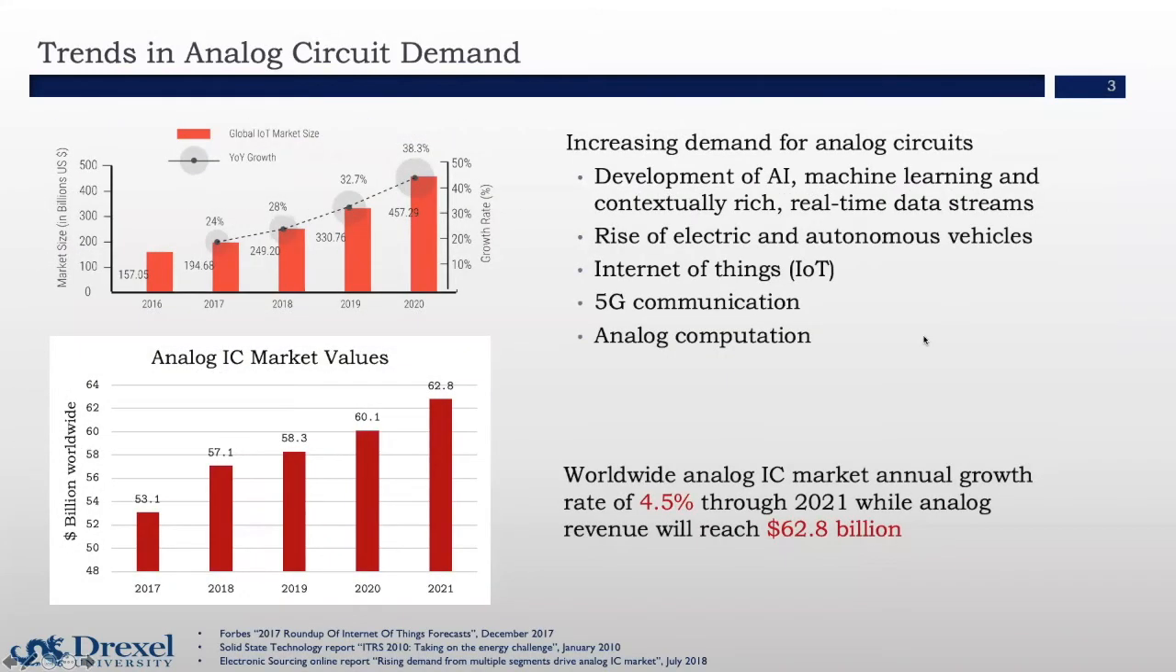In the past few years, there has been increasing demand for analog circuits. This basically arises due to the development of AI, machine learning, and real-time data streams, as well as due to the rise of electric and autonomous vehicles, increase in home automation and Internet of Things, increasing trends towards 5G communication technologies, and use of analog computation to reduce the overall circuit power. This has resulted in an analog IC market growth rate of around 4.5% through 2021, while analog revenue is estimated to reach about $63 billion by 2021.